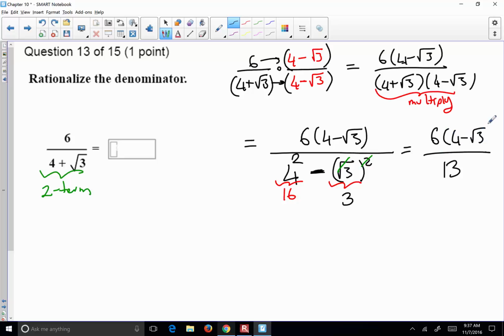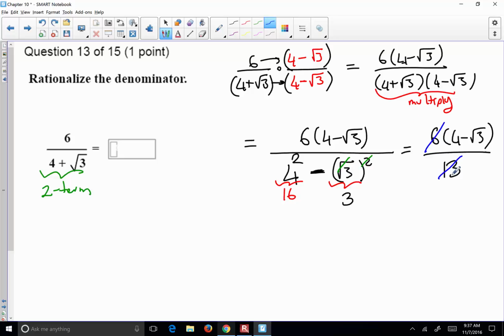What is next? Usually, don't rush to distribute this. Don't. What do we need to seek for? See if these two cancel somehow. Can you cancel 6 and 13 among them? Anything common? Any common factors? Can you cancel 6 and 13?